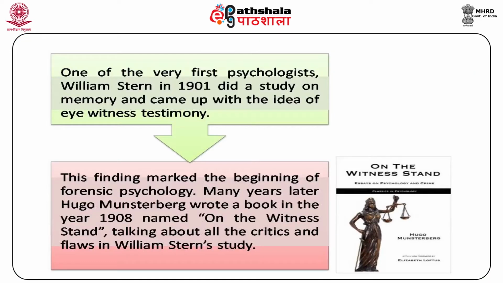One of the very first psychologists, William Stern, in 1901, did a study on memory and came up with the idea of eyewitness testimony. The findings of the study marked the beginning of forensic psychology. Many years later, Hugo Munsterberg wrote a book in 1908, named On the Witness Stand, talking about all the critics and flaws in William Stern's study.